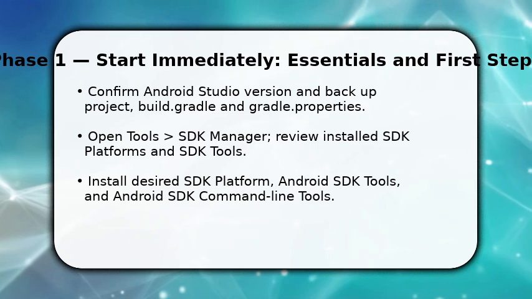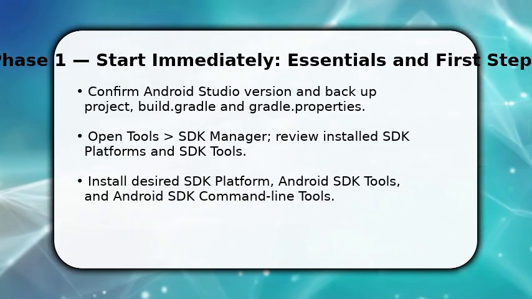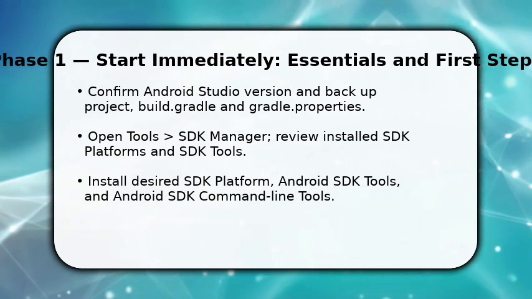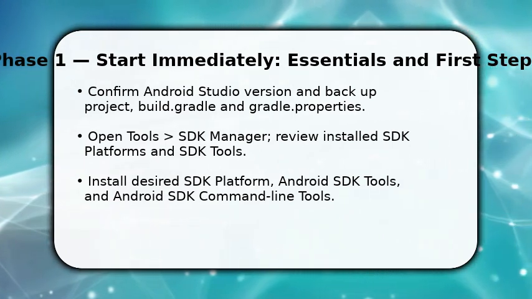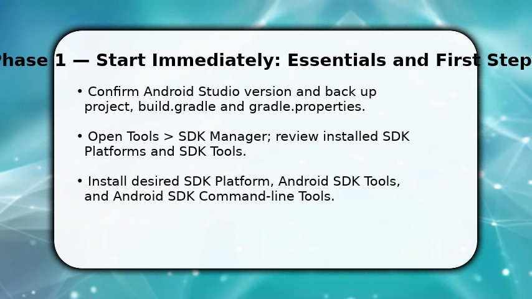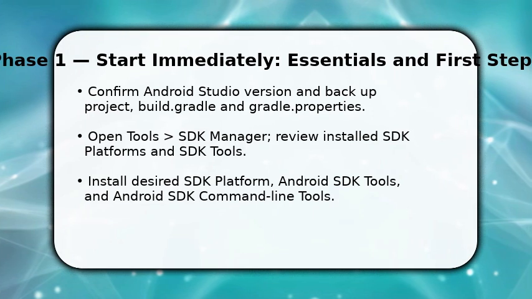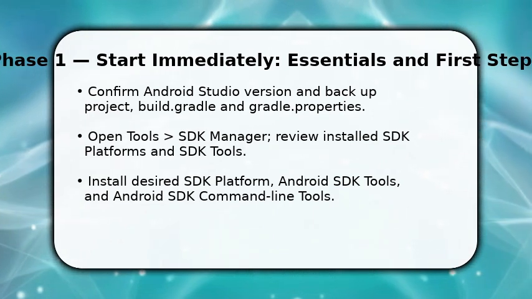Select the target Android API level you want, then install that platform plus the Android SDK command line tools and any required system images. Make sure downloads finish and accept licenses automatically. This ensures the new SDK is available for the next project changes.